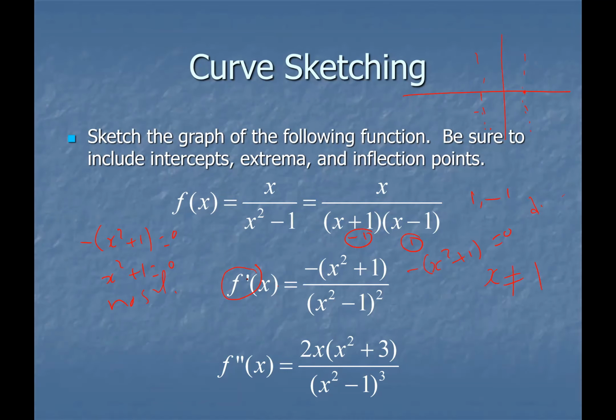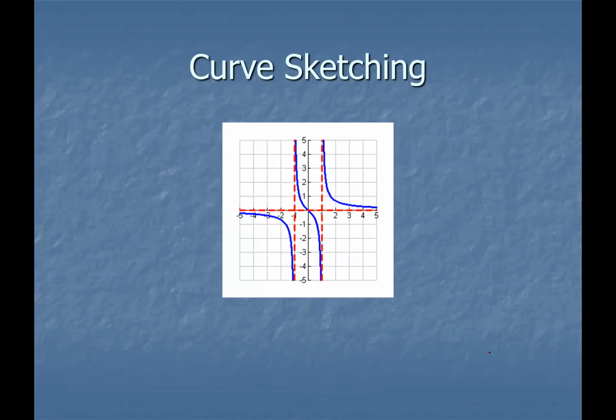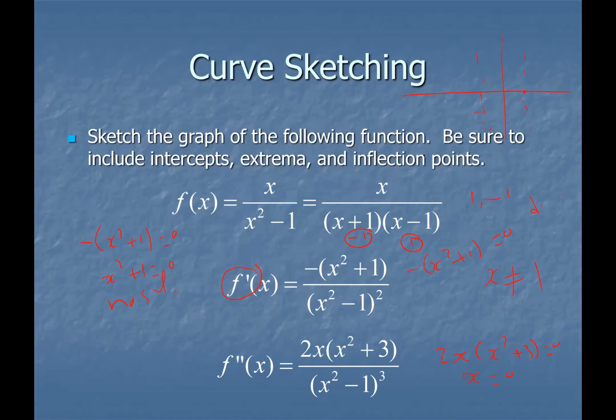Or maximum here. f double dash will be 2x times (x power 2 plus 3) equal 0, so x equal 0. This is supposed to be an inflection point at x equal 0. Was it all decreasing, or concave up and down? Get f double dash of negative 1 and f double dash of 1, someone calculate these. Of course, 1 is undefined, right?